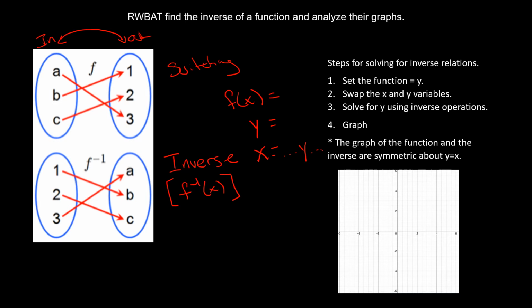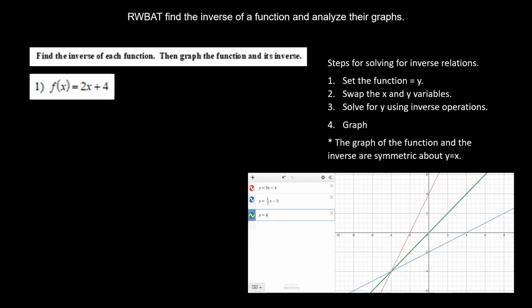We're going to graph both functions. The reason we'll graph both functions is we'll know that we were able to solve for the proper inverse if our graph is symmetric at y equals x. This is the symmetric line. We'll do a couple of these together and we'll check our work using graphs. Let's go ahead and get started.